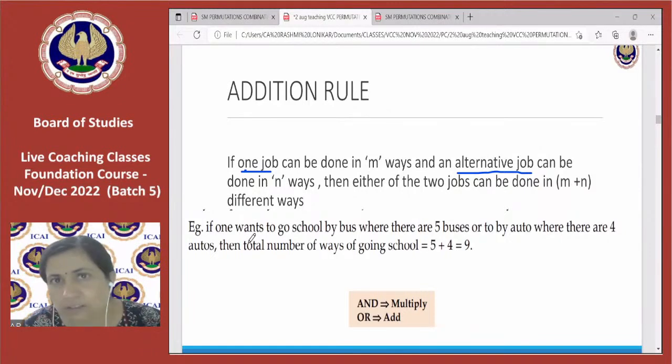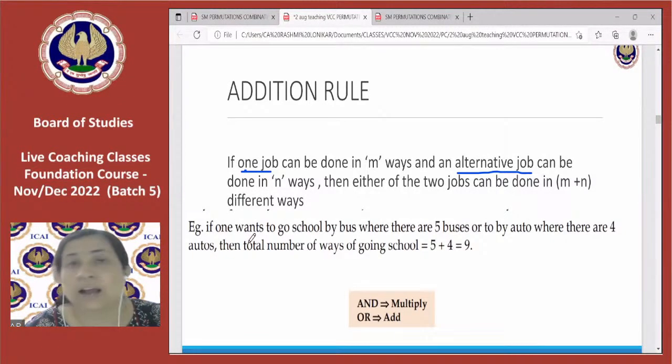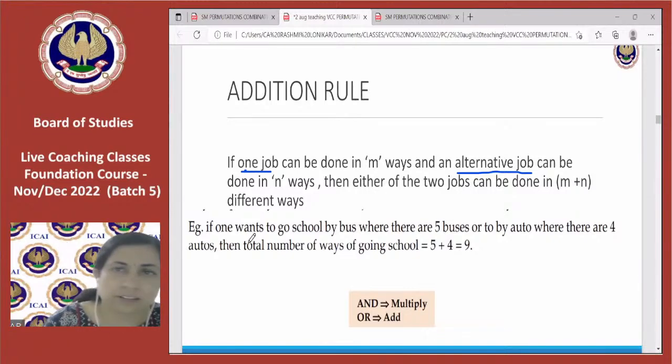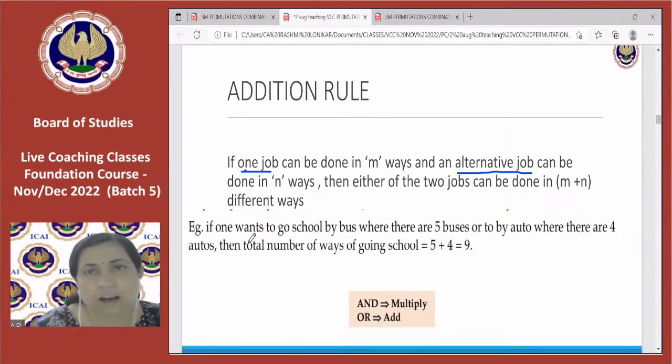Suppose in the earlier example, he is going by bus, and he can take bus routes R1, R2, R3, R4, R5. While coming back, he can take R1, R2, R4 and R5 because the R3 bus route does not go there. So we found out how many ways he can go to school and come back: 5 into 4, 20 ways.